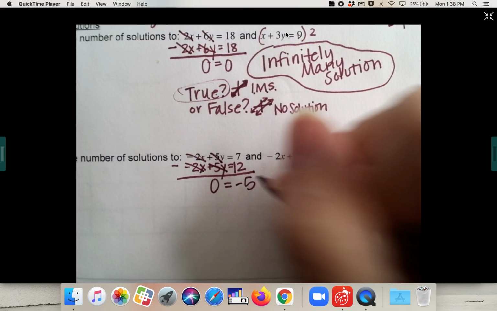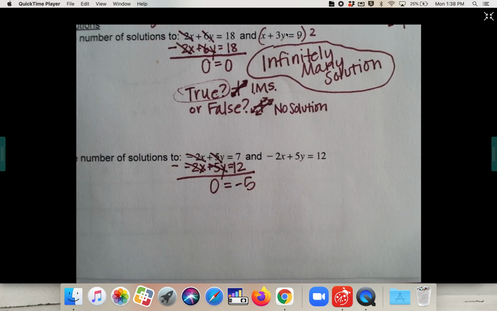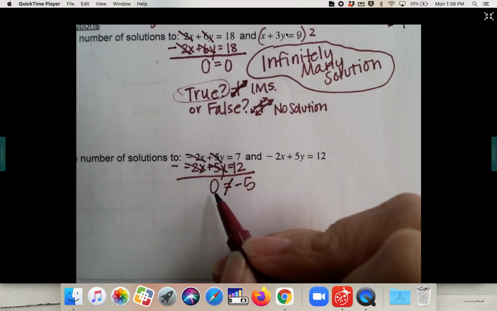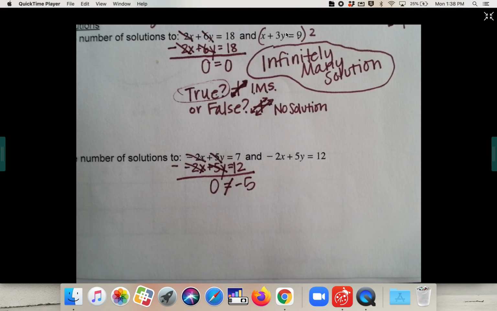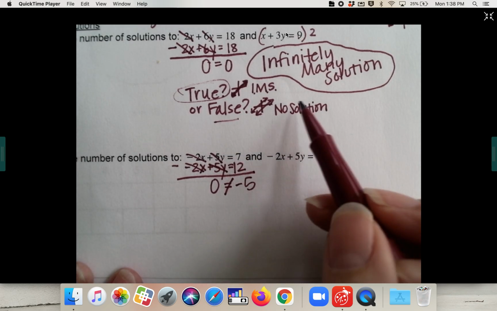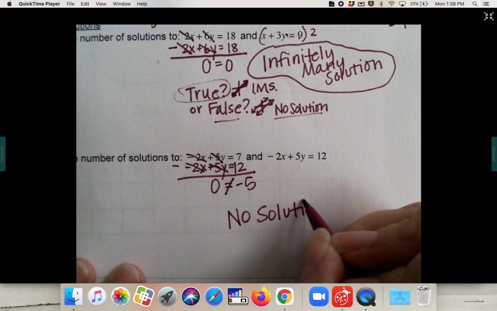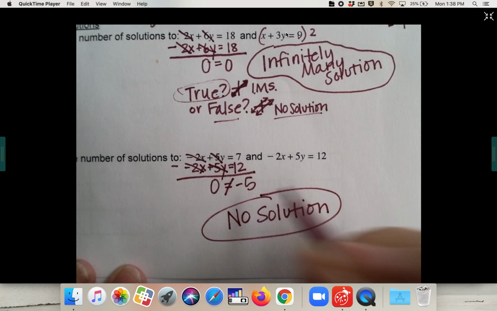So let's ask, true or false? Does 0 equal negative 5? No, it does not. So this means 0 does not equal negative 5. And if it's a false statement, that means this is an example of two equations that have no solution. They would be parallel if you graph them on a graph.